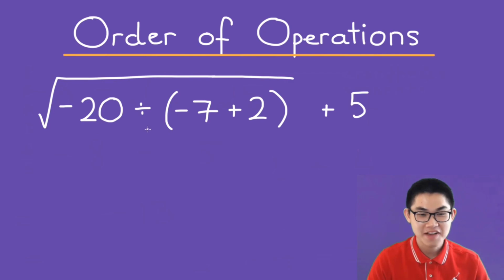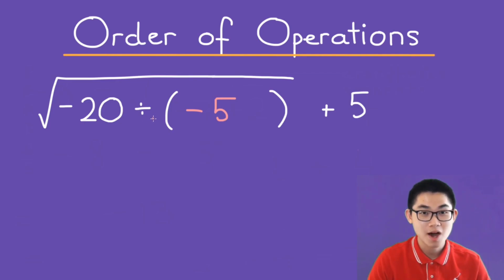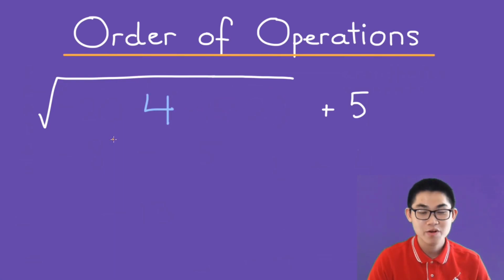Negative 20 divided by negative 7 plus 2 in brackets. So what is negative 7 plus 2? It is going to be negative 5. And negative 20 divided by negative 5 is positive 4. The square root of 4 is equal to 2, and 2 plus 5 is 7.